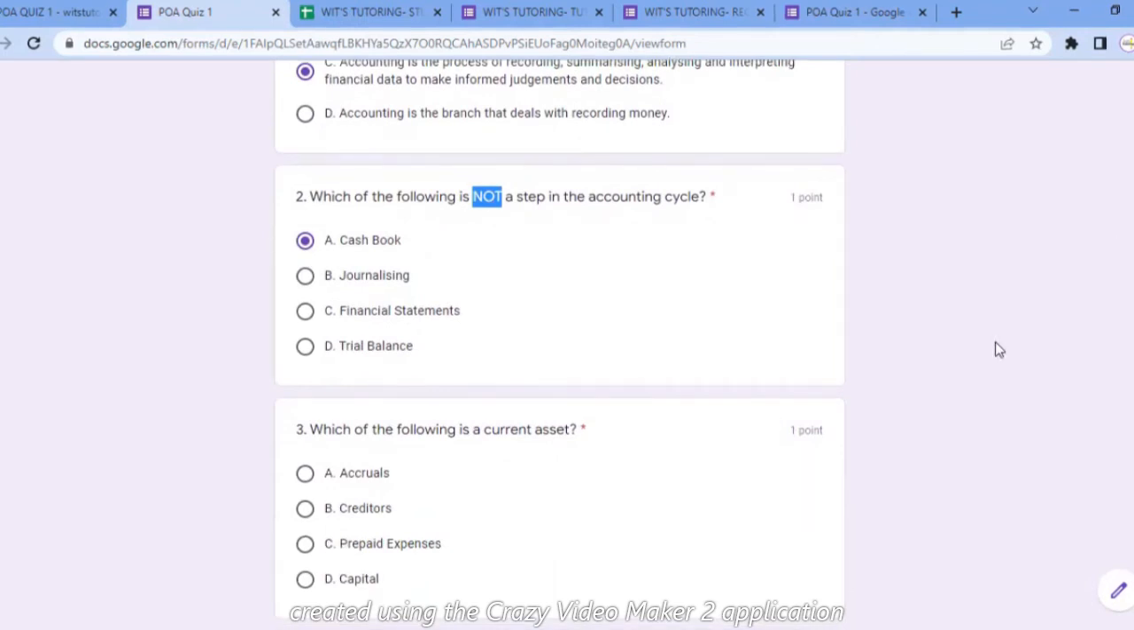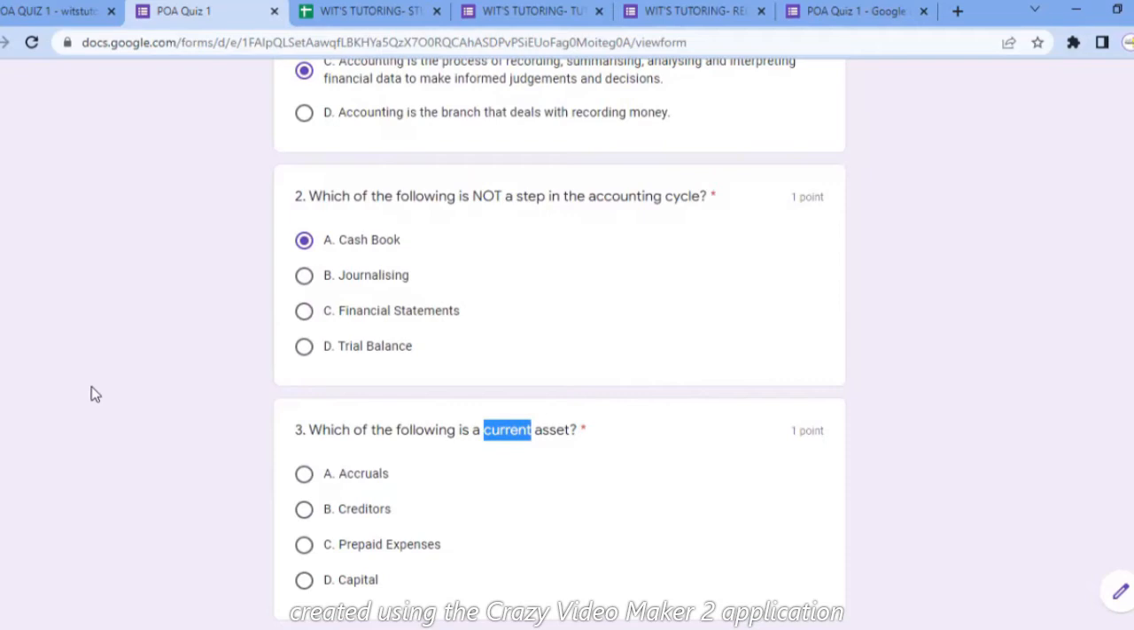Number 3, which of the following is a current asset? Current, pay attention to the word. What does current mean? English language will help a lot in our accounting, you know. Sometimes I know the definite English meaning, but sometimes English will help a lot. You need to know what current assets are. What are assets? What are current versus non-current assets?